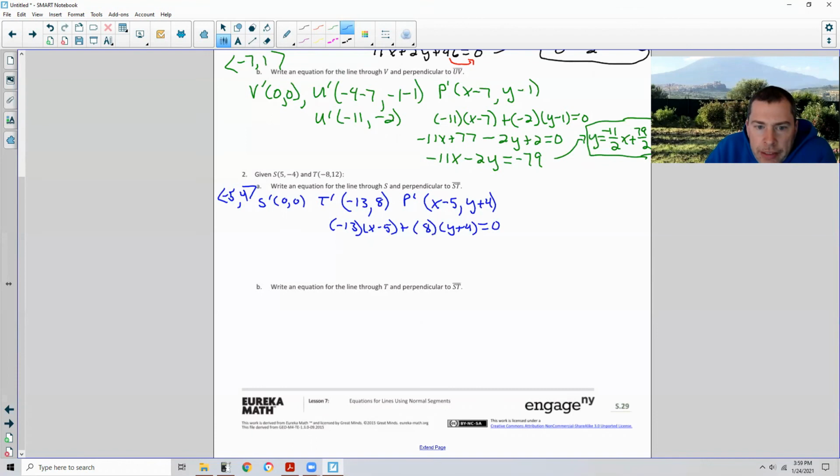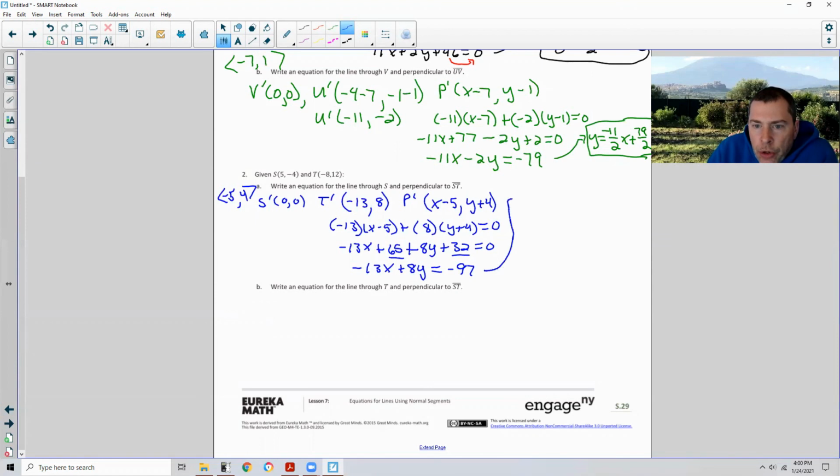So I get negative 13 times x, which is negative 13x. Negative times a negative is positive. 13 times 5 is 65. Plus 8 times y is 8y. 8 times 4 is 32. Equals 0. Putting it in standard form, I get negative 13x plus 8y equals, and I'm taking 65 plus 32 and getting 97, but it is a negative 97 on the other side of our equation.